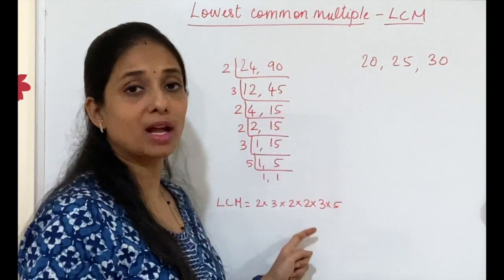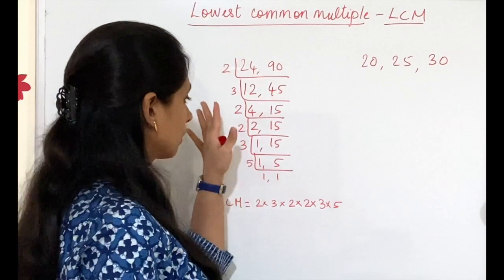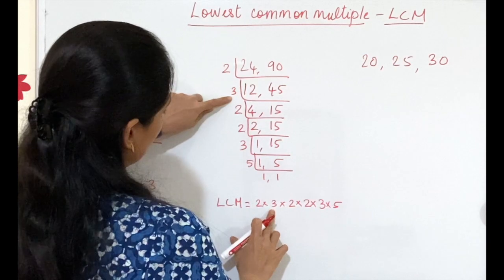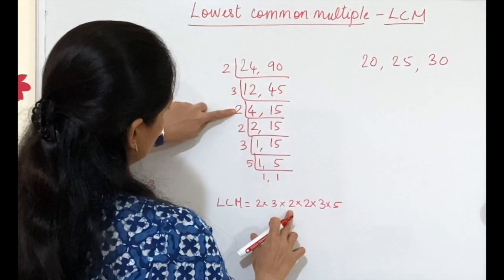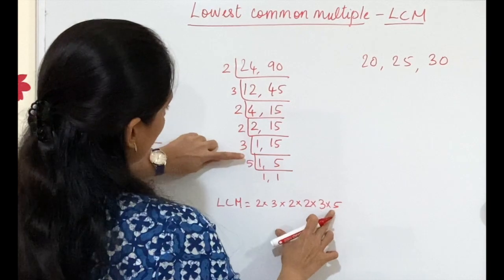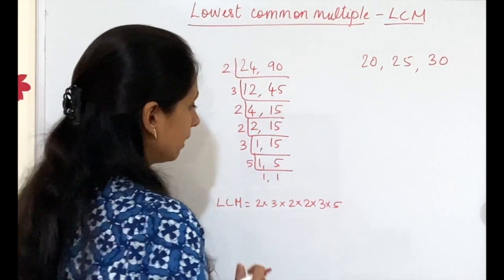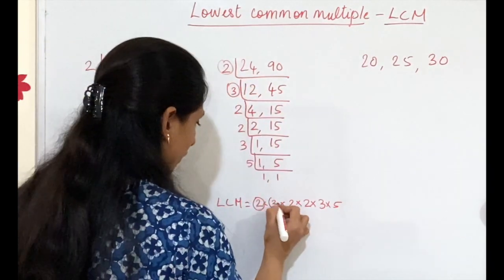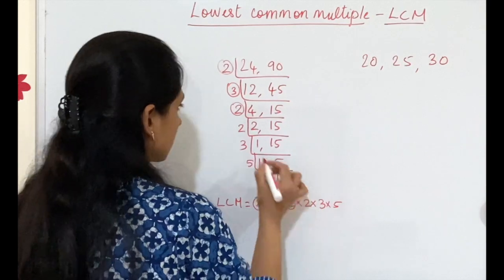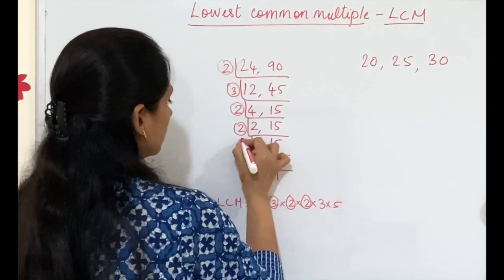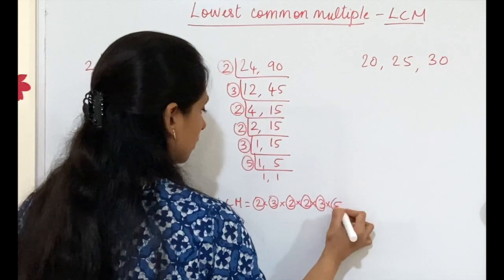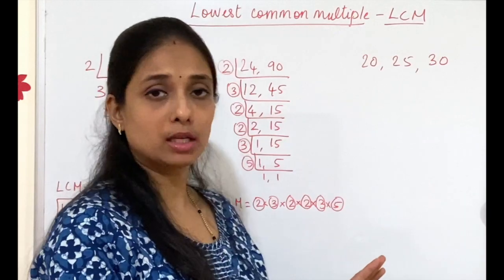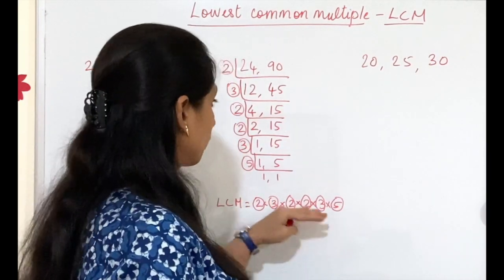If you miss out one factor, what will happen? Your answer will be wrong. So after you write this down, it is always better to check. 2, 3, 2, 2, 3, 5. You know what I used to do when I was a kid? I will circle. 2 I have written. Yes. 3 I have written. 2, yes. 2 again. 3. 5. All are circled, right? I have not missed out anything. This is a good way if you're a beginner, okay? Even otherwise, after writing, you please check.